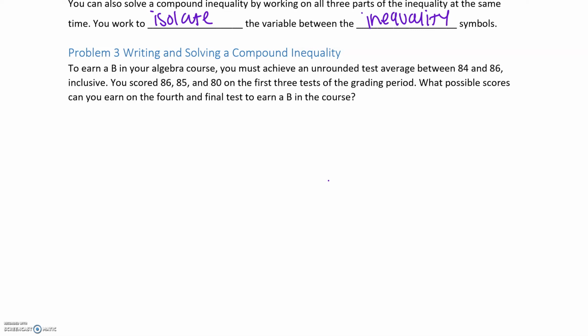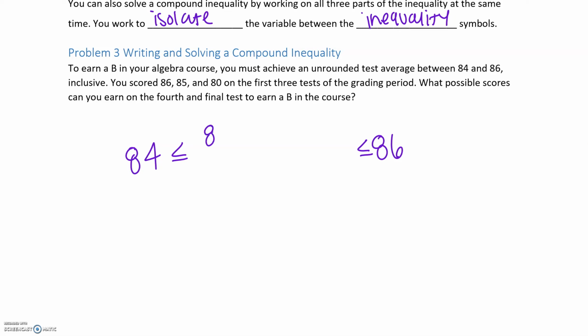So we have to remember a little bit about finding averages, but the first thing I want to do is set up our inequality as inclusive. It says we need to have an unrounded test score between 84 and 86 inclusively. So we have 84 on this side, and it's going to be less than or equal to because it says inclusive, and we're going to have 86 on the other side, with that less than or equal to symbol on that side.